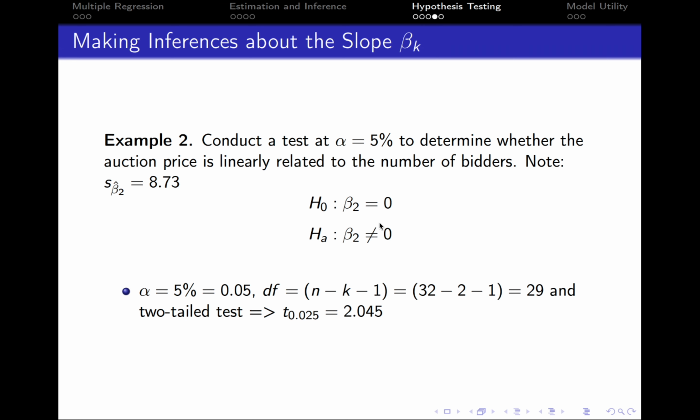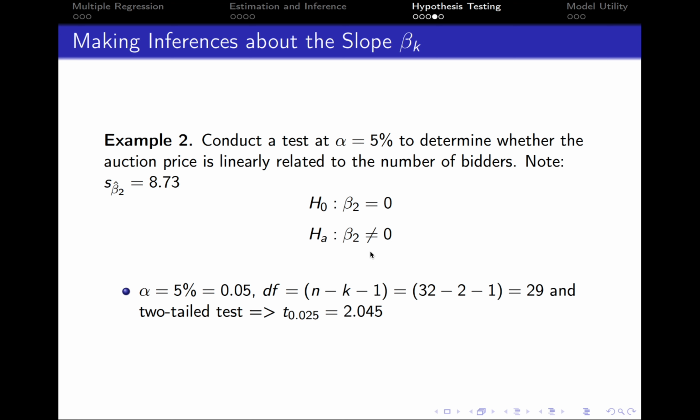So let's go back to our example of antique clocks. Let's assume we are asked to conduct a test at a 5% level of significance to determine whether the auction price is linearly related to the number of bidders. And let's note that the standard error, or the standard deviation, of beta 2 is equal to 8.73. So the null hypothesis is that beta 2 is equal to 0, and the alternative hypothesis is that beta 2 is not equal to 0.